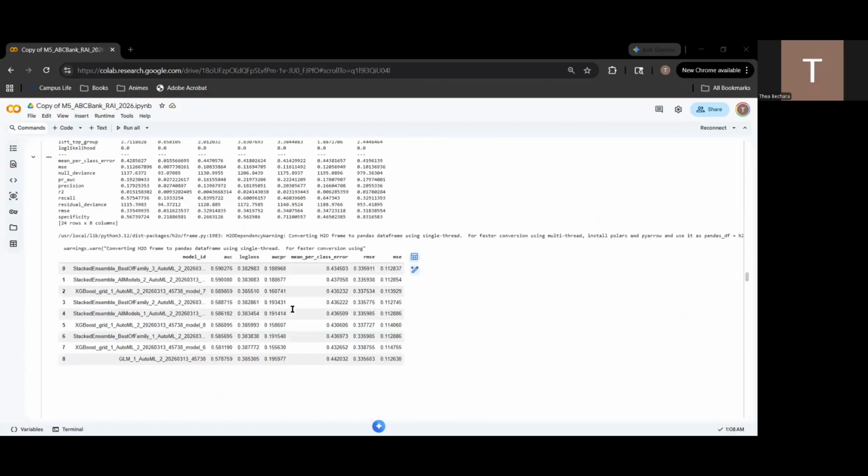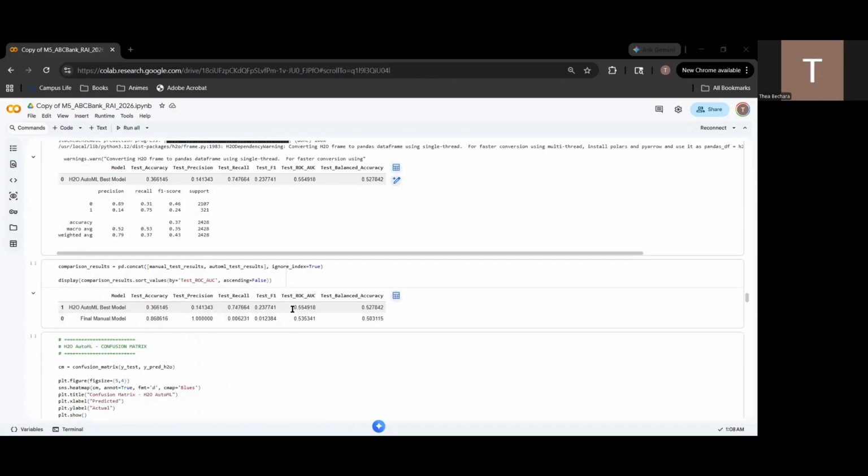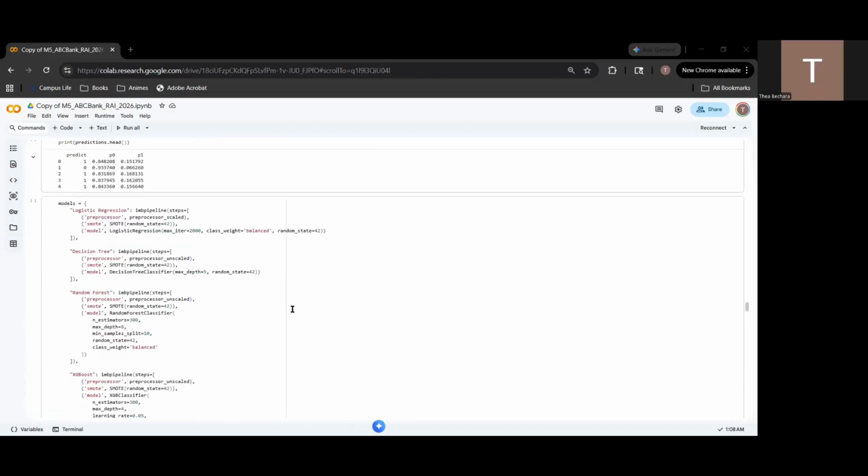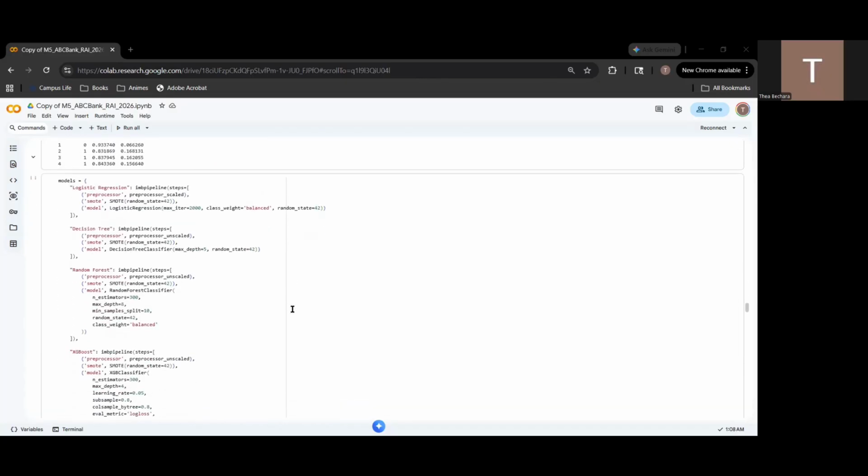In addition to AutoML, we trained several traditional models, including logistic regression, support vector machines, decision trees, and random forest.